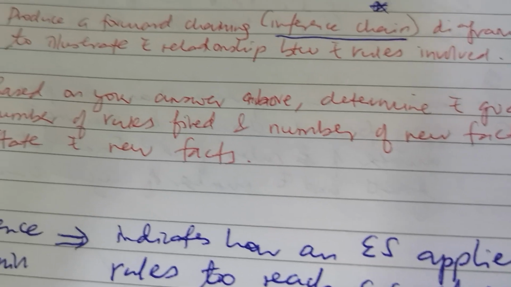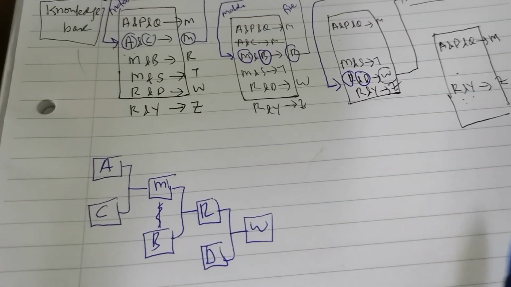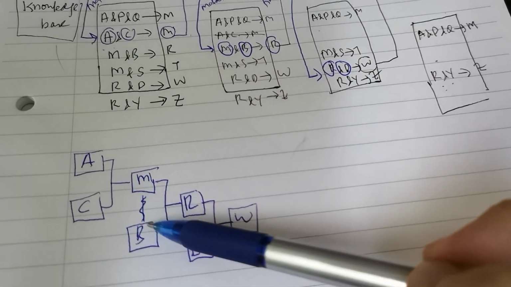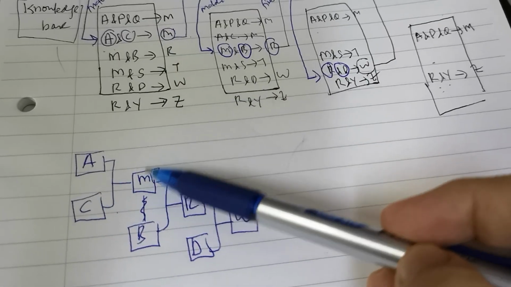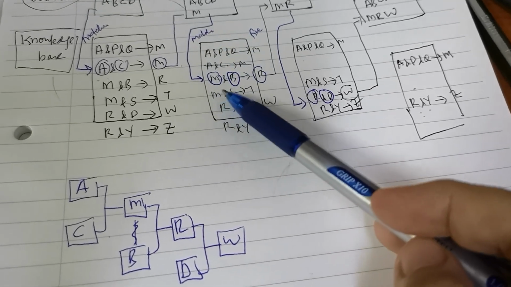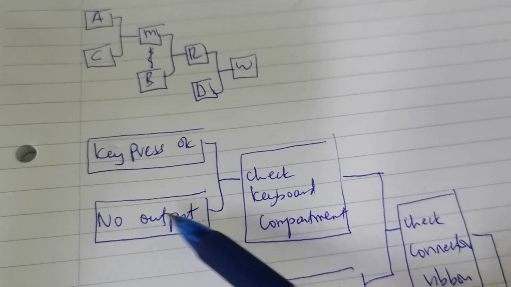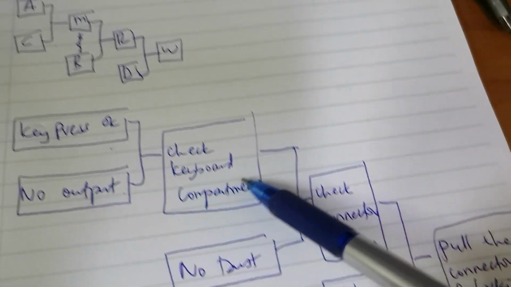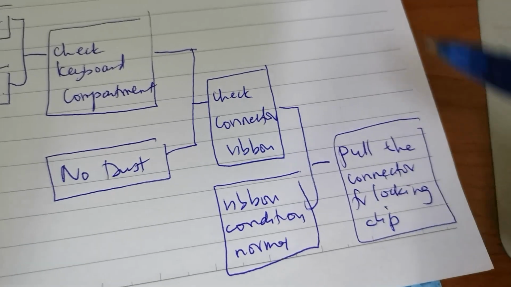It asks you to write the forward chaining inference chain. What you must do is redraw this. It will be easier to redraw in this diagram. A and C is M, M and B you get R, and R and D you get W. Then just replace the letters with the appropriate statements, and you will have the inference chain diagram. So this is the answer.